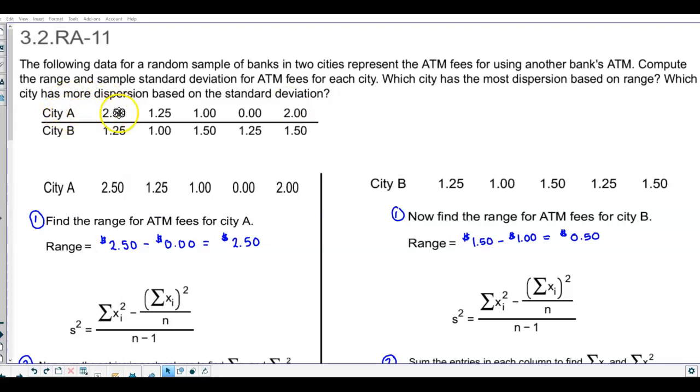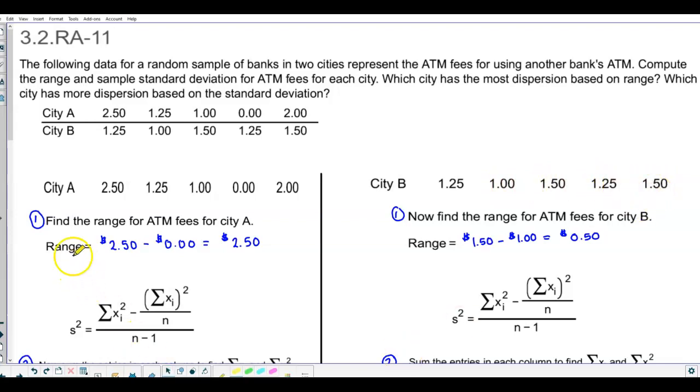So for city A, we have our 5 data values: $2.50, $1.25, $1, $0, and $2. For city B, we have $1.25, $1, $1.50, $1.25, and $1.50.